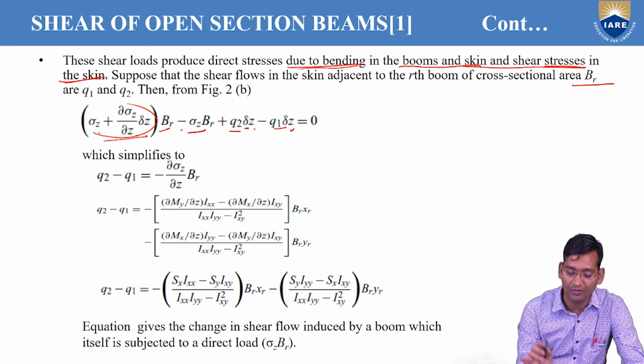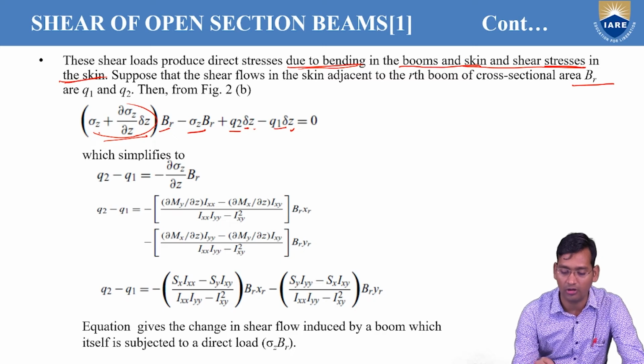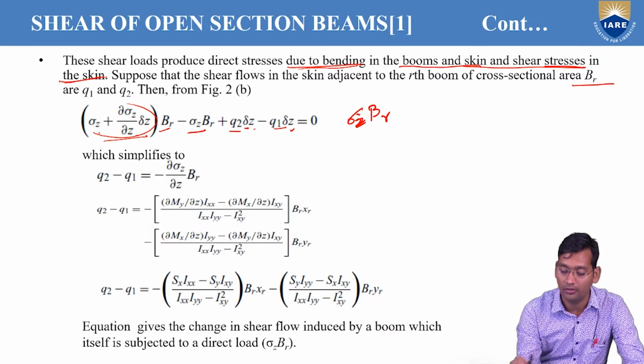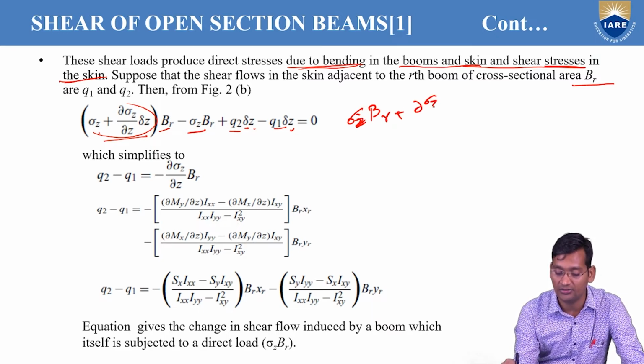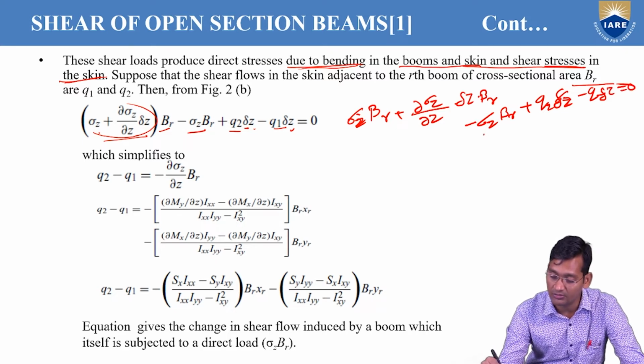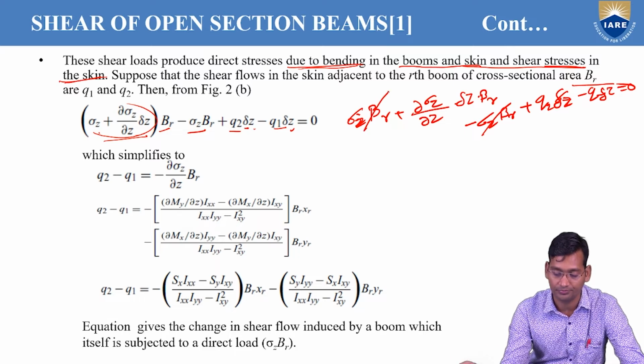Okay, so now after further simplifying, just first expand this one. Multiply: sigma z B_r plus del sigma z by del z into B_r, this simplified, minus sigma z B_r plus Q2 delta z minus Q1 delta z, that is equal to 0. Now just see here, sigma z B_r and sigma z B_r cancel, right?